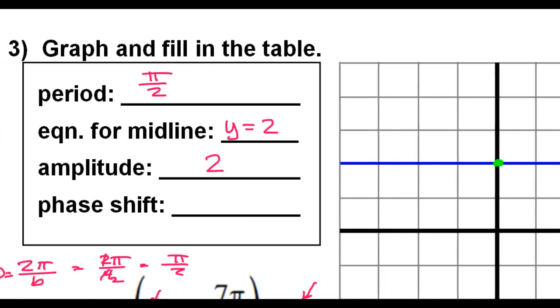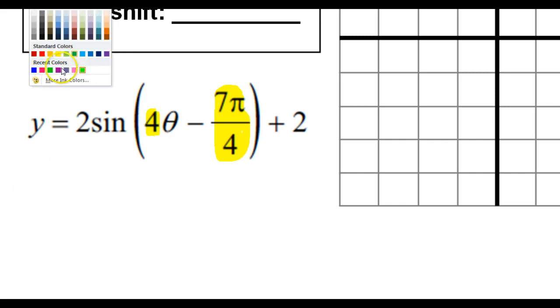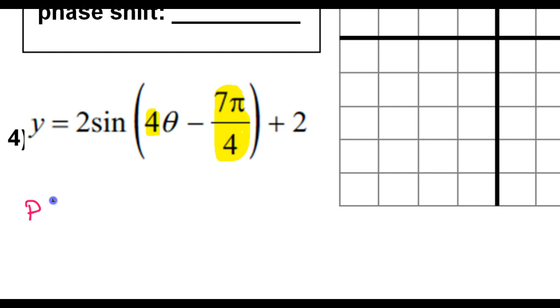Now we just need to figure out what the phase shift is. Now this would be the phase shift if there was no b value. But when there is a b value, you're going to have to divide. So my phase shift, which I'm going to call PS, is going to be this 7 pi over 4 divided by 4. Now I know that that's going to be 7 pi over 16.